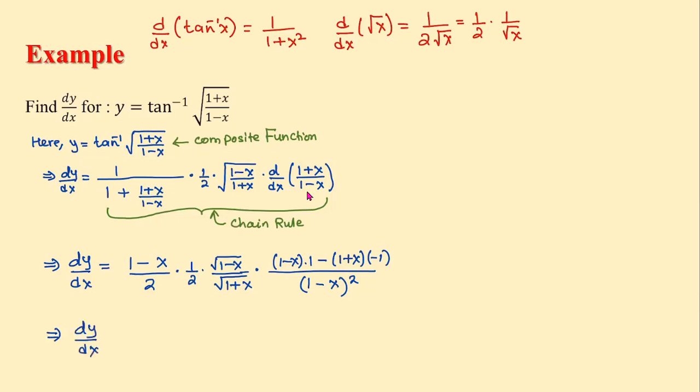Derivative of the function y with respect to x equal to, okay, here we have 1 minus x times 1 minus x. If I go up to here, this is 1 minus x raised to half, and this is 1 minus x raised to 1. So that will be 1 minus x raised to 3 over 2. And in the denominator, I have 2 times 2, that's a 4, and then the square root of 1 plus x.